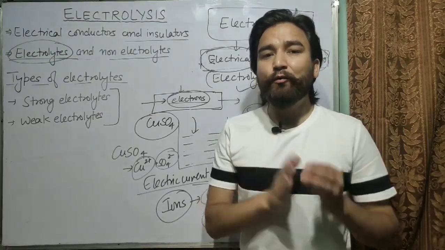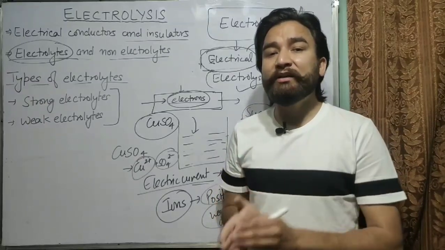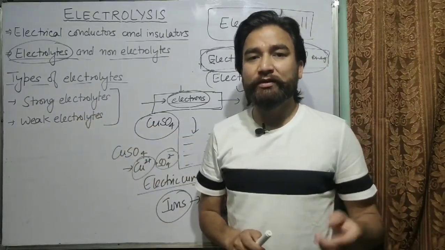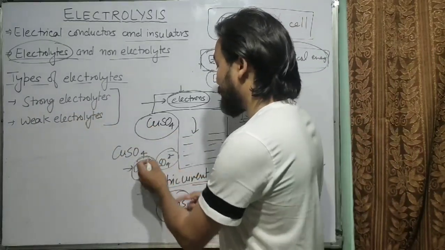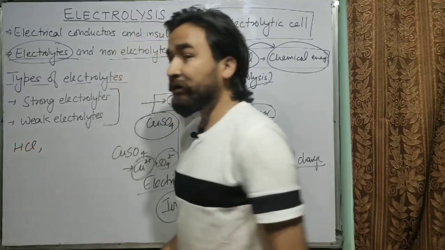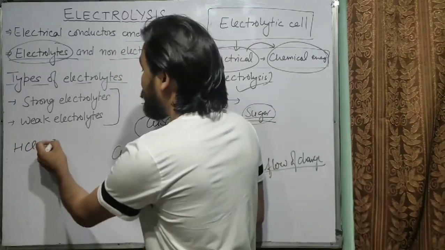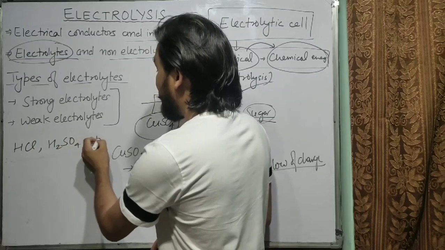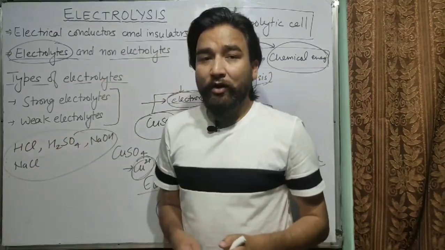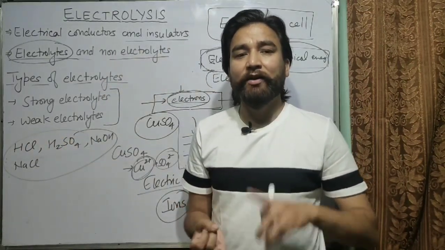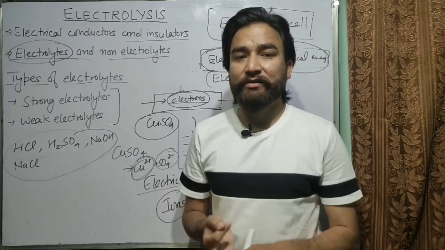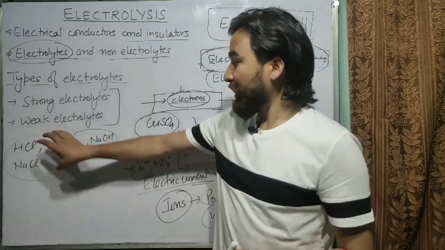So the substances which dissociate almost completely in their solutions into ions are known as strong electrolytes. For example, HCl dissociates almost completely, or H2SO4, or NaOH, or NaCl. So basically all the strong acids, all the strong bases and the salts of strong acids and strong bases are strong electrolytes. So you have to remember it.